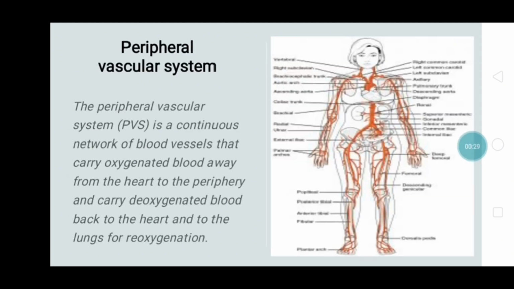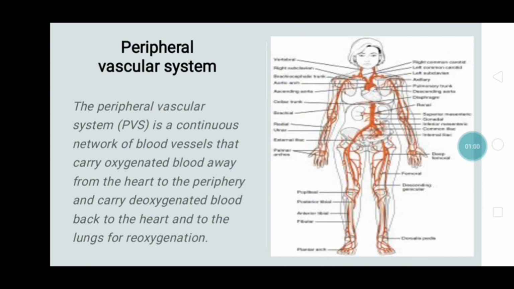So ang peripheral vascular system is sila yung nagdadala ng oxygenated blood away from the heart and to the periphery, and sila din yung nagkikarry ng or nagdadala ng deoxygenated blood pabalik sa heart and to the lungs para sa reoxygenation. So this system is important in the perfusion and oxygenation of tissues and the periphery.